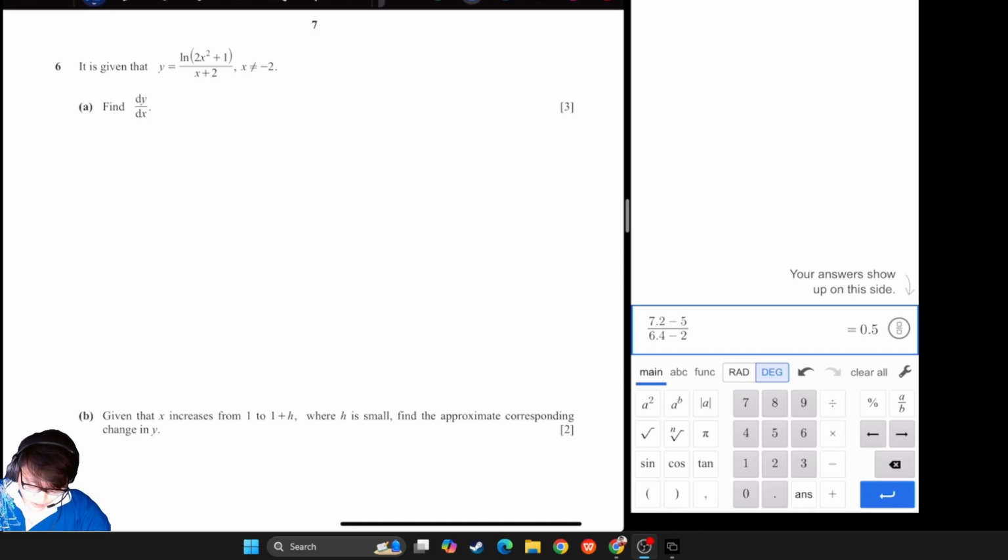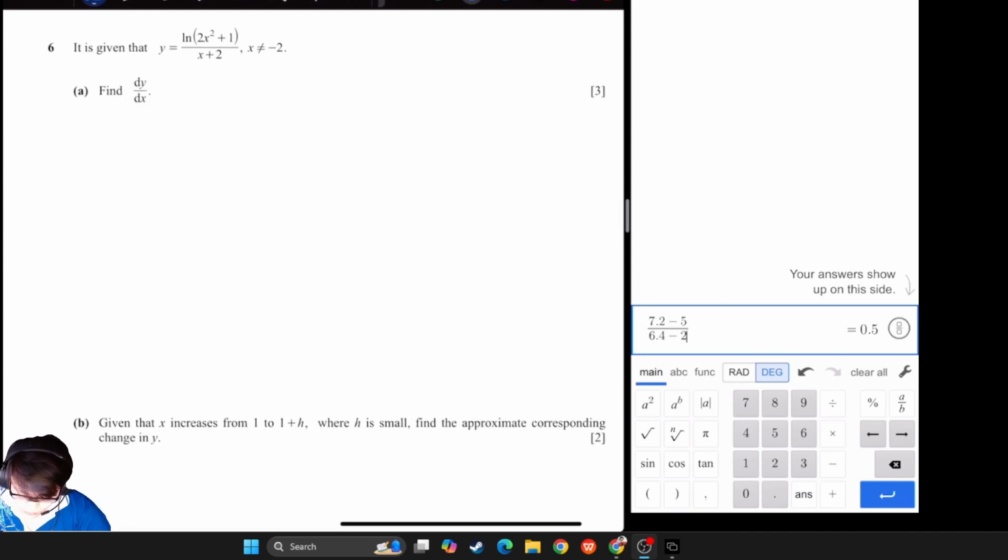Question number 6. It is given that y is equal to ln(2x squared plus 1) divided by x plus 2, provided that x cannot be equal to negative 2. So how do we find dy over dx? This is a difficult one, but you know that you can label the top numerator as a function of u and the bottom one as a function of v. Since this involves division, we can use the quotient rule. By the quotient rule, the formula should be (v u prime minus u v prime) over v squared.